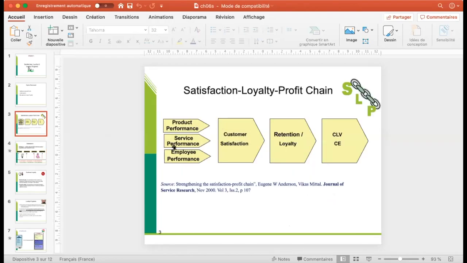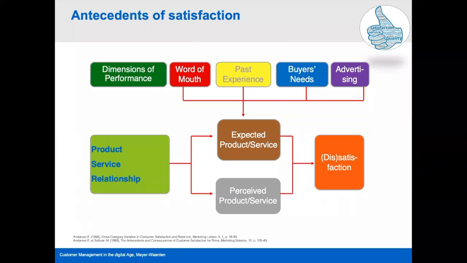Antecedents of satisfaction are actually the performance. So we evaluate our experience in terms of product experience, in terms of service experience, in terms of employee performance, how the employees perform the services. For example, if we take an airline, we clearly evaluate performance, how the flying attendants produce the service, and it influences directly our satisfaction. What are the antecedents of satisfaction? The antecedents are mainly based on communication, so word-of-mouth communication, that is communication done by other customers, but also on companies' advertising and past experiences, but also the buyer's needs.